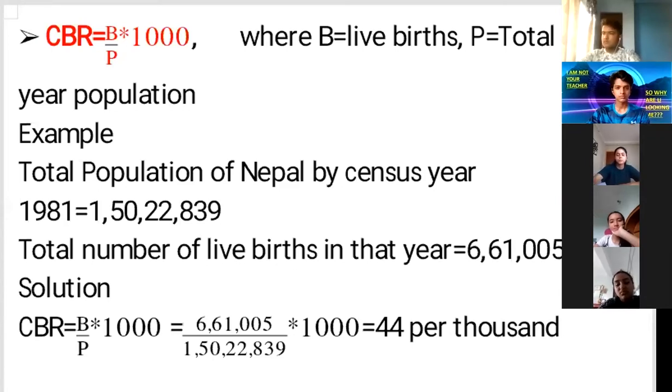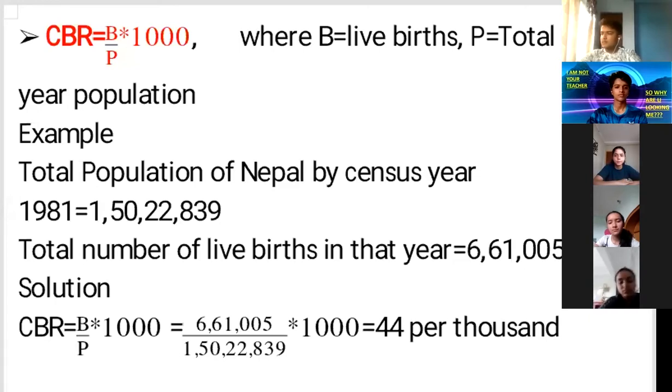You can imagine in a certain year, suppose the total number of population is this one, and total live birth is this one. You can also imagine the total population in a certain year and total live birth. And then, by using the formula, we can easily calculate the CBR, the first measurement of fertility rates.